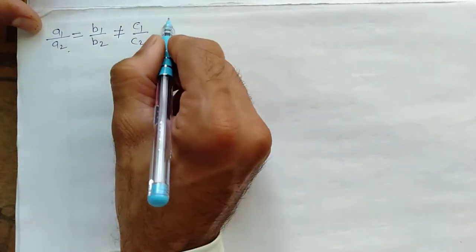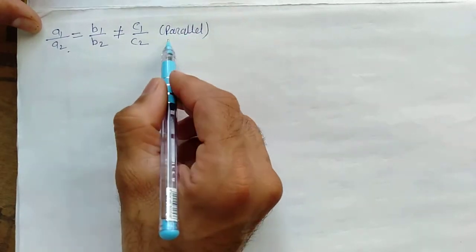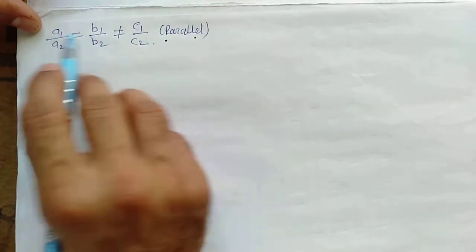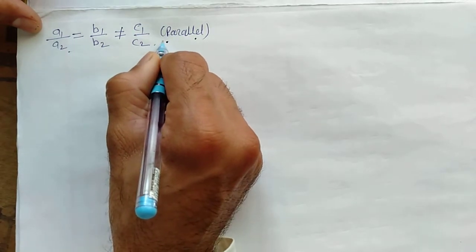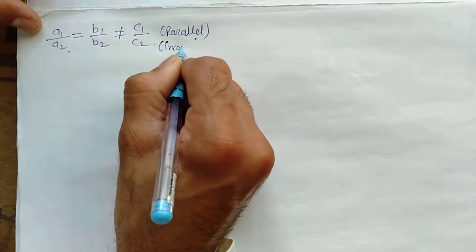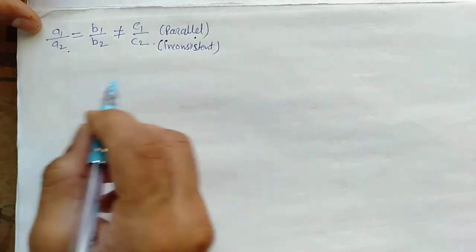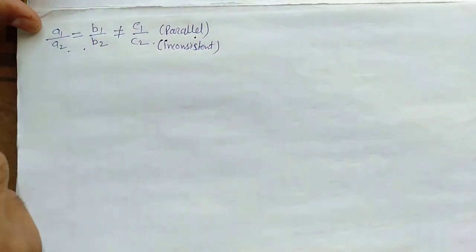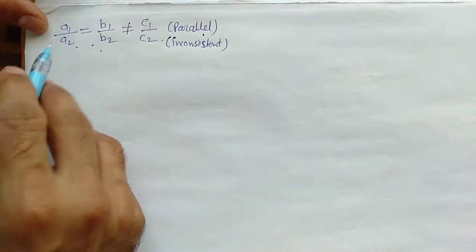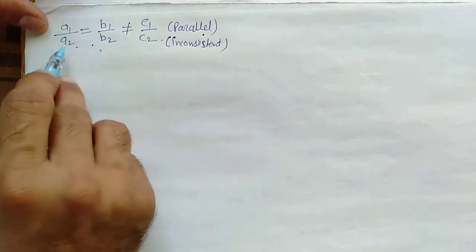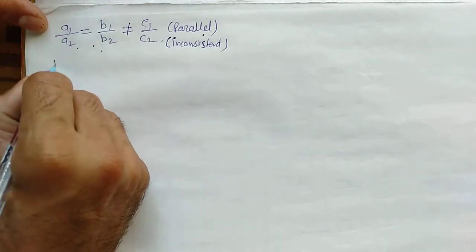In this condition, lines are parallel. Right? If lines are parallel, it means no solution. They are inconsistent. No solution means inconsistent. Except this, the rest two are consistent. Means all are equal, or the first is not equal. Right? Let's try to solve the first one.